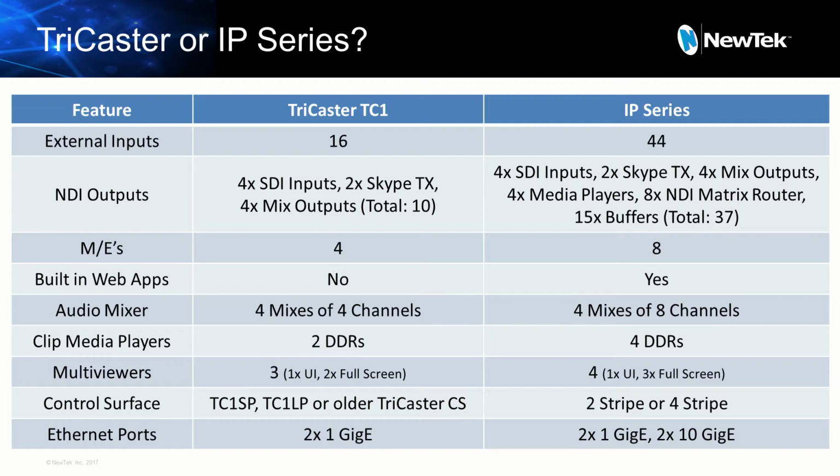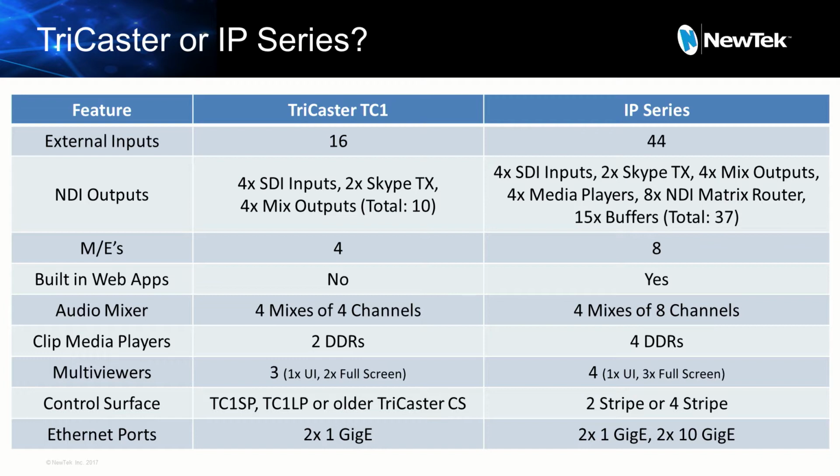So just keep that in mind when you're talking about clip playback capability. Something that everybody so desperately wanted is included in IP Series, just as in the default product. Multi-viewers: you get 3 on a TriCaster TC1, you get 4 on IP Series. All of those can be set up with independent outputs on each as to how you want that multi-viewer configured and what sources are on it, so keep that in mind.